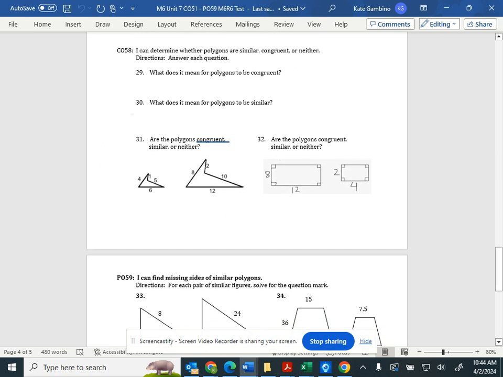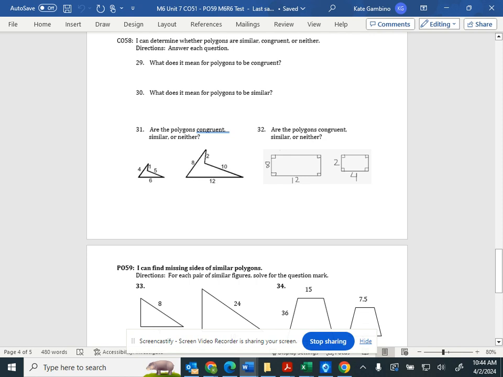CO58. I can determine whether polygons are similar, congruent, or neither. Answer each question. What does it mean for polygons to be congruent? What is the simple way that I taught us? Jimena? Same shape, same size.